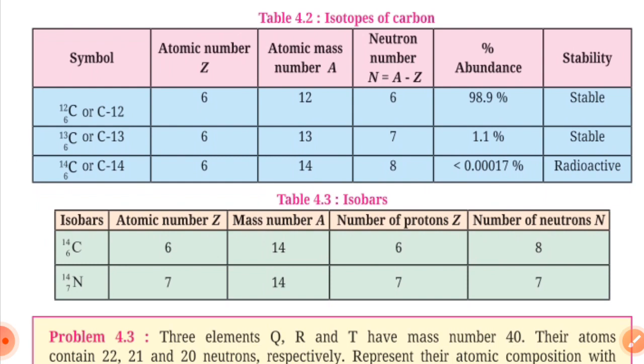4.2. Isotopes of carbon. Symbol: carbon-12, written as 12C6. Atomic number Z is 6. Atomic mass number is 12. Neutron number N is A minus Z, 12 minus 6, which is 6. Percentage abundance is 98.9%. Stability is stable.